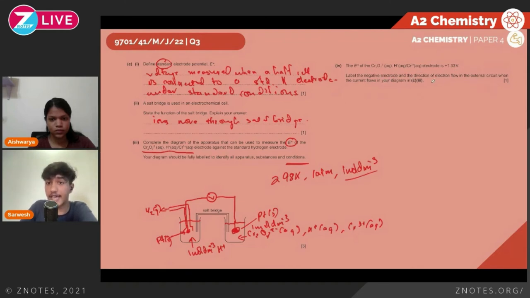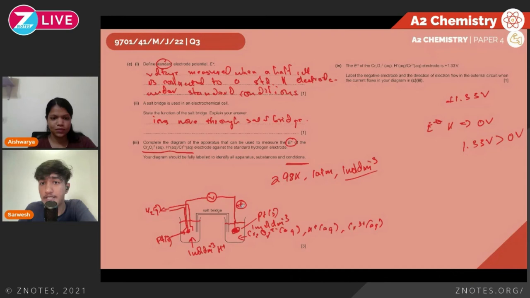Label the negative electrode and the direction of electron flow in the external circuit when the current flows in your diagram. So the standard electrode potential is plus 1.33 volt. We know that the electrode potential of the hydrogen cell is always 0 volts, so the electrode potential of the other half cell would be 1.33 volts. So this is greater than 0 volts, so I would say this is the positive electrode and this is the negative electrode, okay? And the direction of electron flow: the electrons would be flowing from the negative electrode to the positive electrode. So an arrow over here.